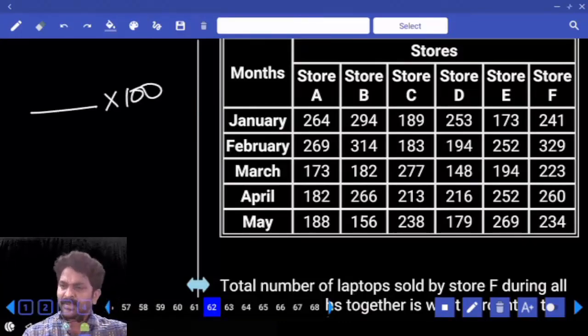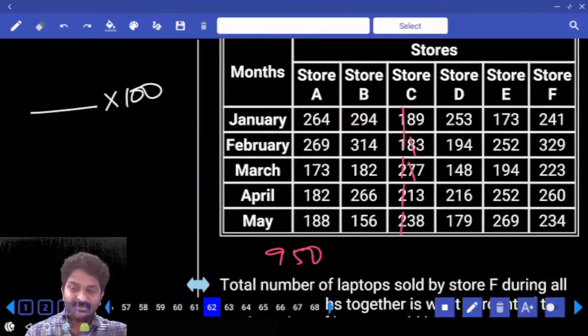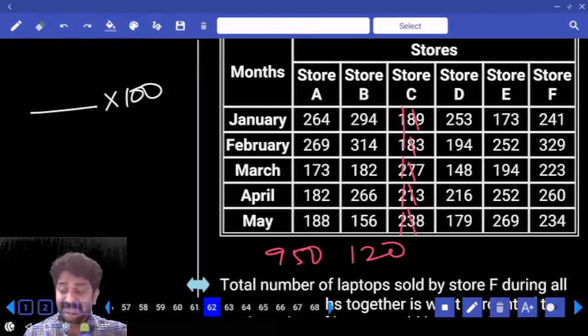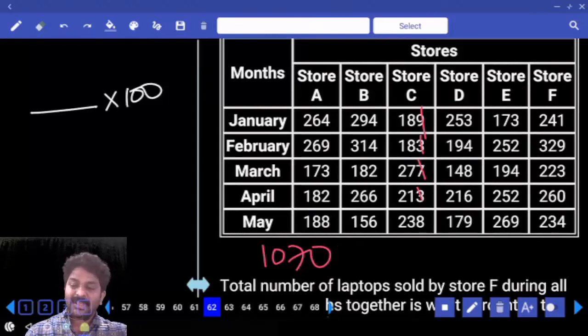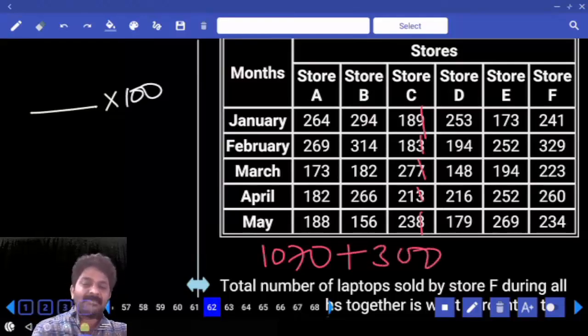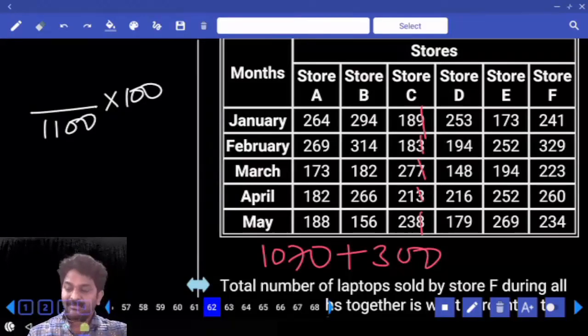Now let's see. 100, 100, 200, 200, 200, total 800, correct? 80, 70, 150, so far 950, 80, 10, 90, 30, 120, so far 1070, 1070. Now units digit, 3 plus 7, 9 plus 3, 12, 12 plus 8, 20, 20 plus 10, 30. So total, what is the C value sum? 1100. And then we have to calculate the F value.